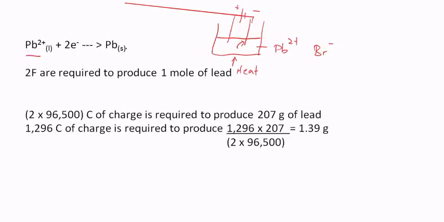Now, what does this half equation tell us? Now you see this 2 in front of the electrons. That means that 2 Faradays are required to produce 1 mole of lead. Okay? The number in front of the lead here is 1. We don't write 1, but it is understood that there's a 1 here. So by looking at the equation, we can see 2 Faradays produces 1 mole of lead.